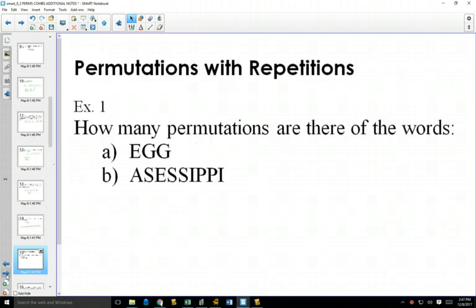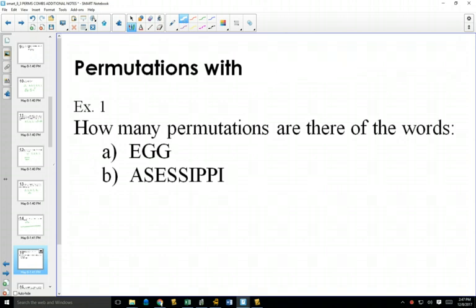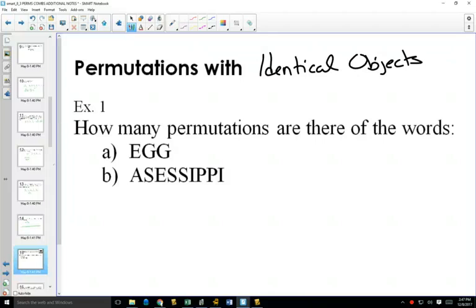We're going to change the title of this so that it matches what it was in our textbook. So you can take this out and write identical objects. And we've done these already as well. So this is a little bit of review. What do you do with egg? All the permutations of egg?